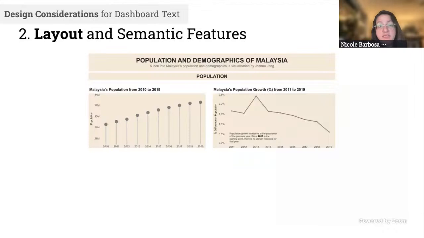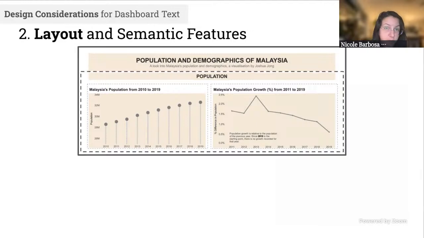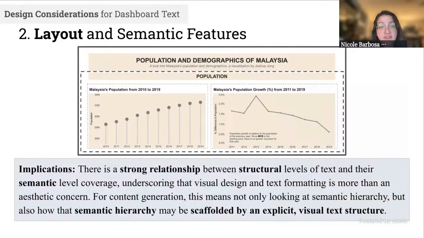Next, when reflecting on semantic features of dashboards, we noted a strong influence of layout. In this example, both font size and positioning help reinforce the semantic scope of chart titles, section titles, and dashboard data. And the implication here is semantic and layout features affect each other, and from a content generation perspective, they should probably be considered in combination.